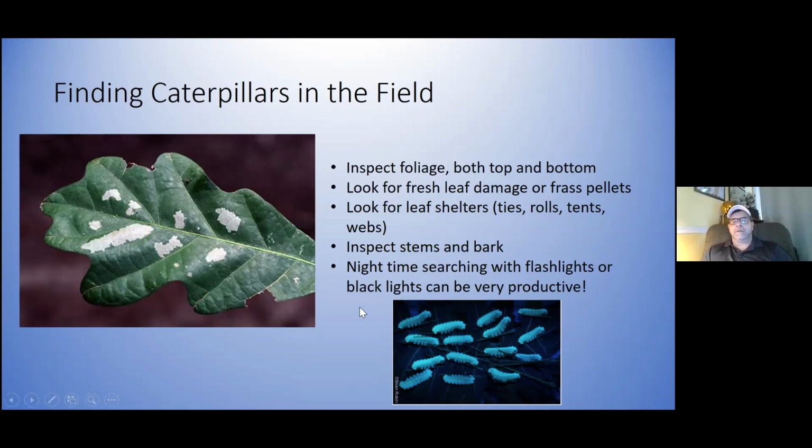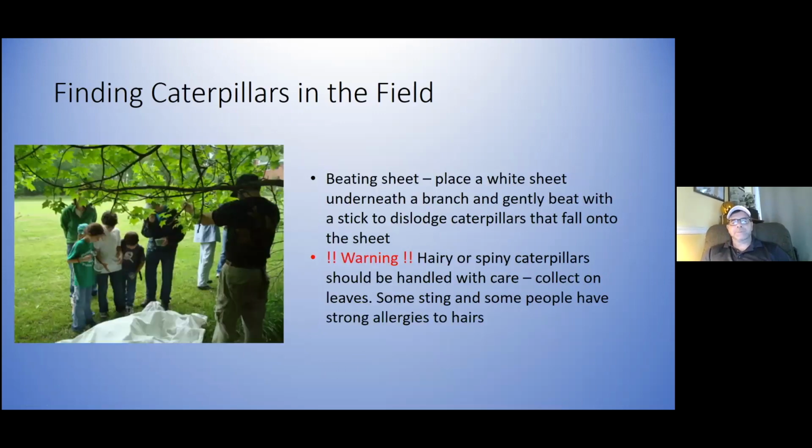The latest trend in caterpillar searching is to use ultraviolet flashlights. They make these special UV lights. And it turns out that a lot of caterpillars have patterning that causes them to fluoresce in the ultraviolet range. And so people are finding all kinds of things at night. A lot of caterpillars feed at night in order to avoid detection by birds during the day, so that can be really productive as well.